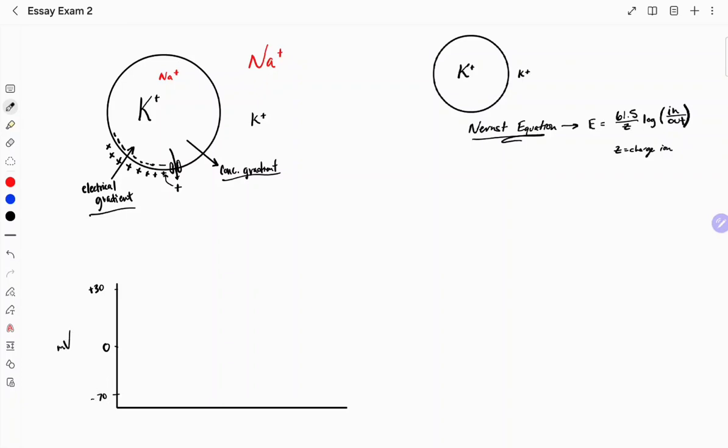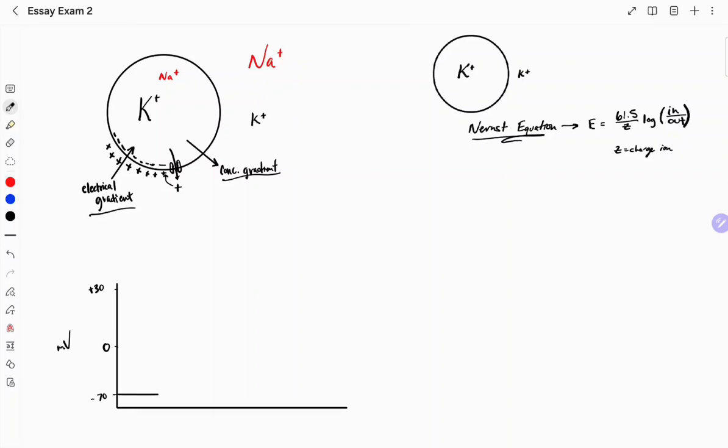This is going to be negative 70. The inside of the cell is more polar with these increased negative charges, and so it has reached a sort of equilibrium where the cell is at a more negative level. And so that's right here. That's our resting membrane potential. So we don't really have much movement of ions inside and out of the cell with that resting membrane potential.